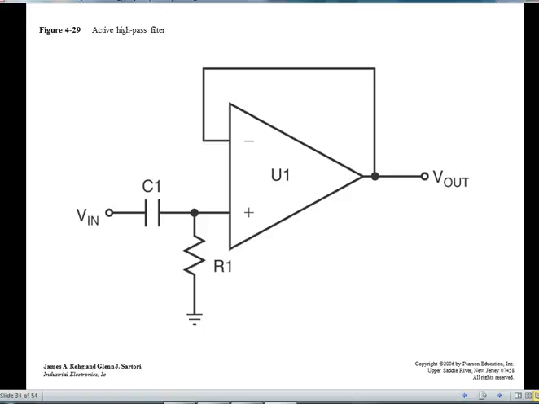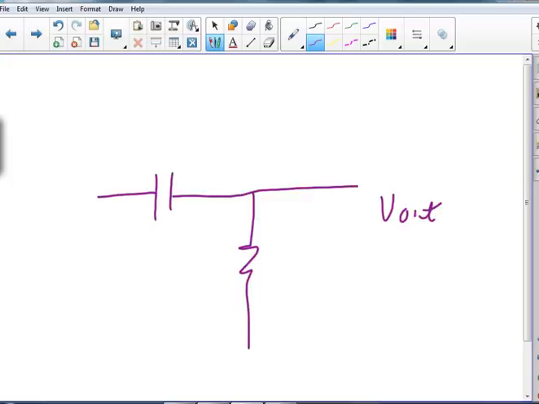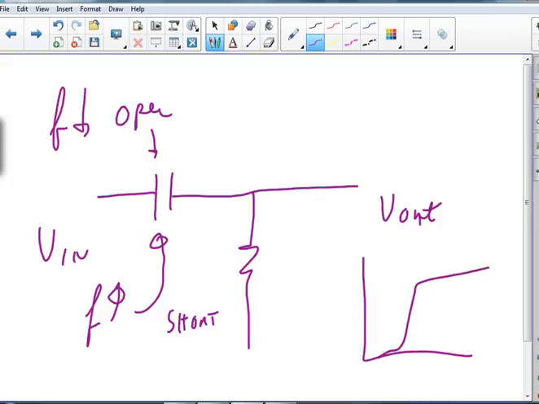Now I have a high-pass filter. So if I put my capacitor there and my resistor here and call this V out and call this V in, when frequency is low, this becomes an open, and when frequency is high, that becomes a short, and I have something that looks like that. It's my transfer curve, and that becomes a high pass filter.